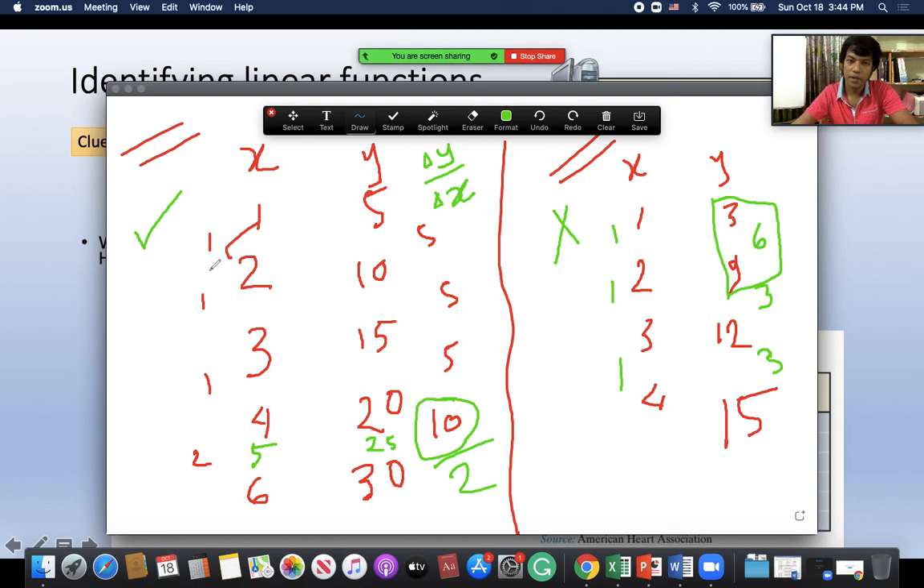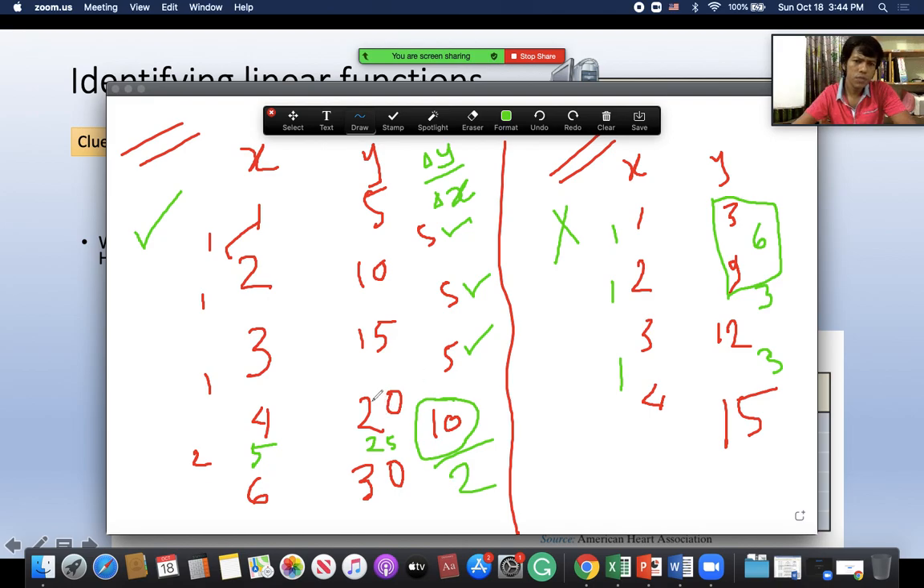To be linear, just to recap, delta y divided by delta x will be a constant number. Suppose this 5, 5, 5. Constant number means one number. One answer will come for all of them if you take delta y by delta x.